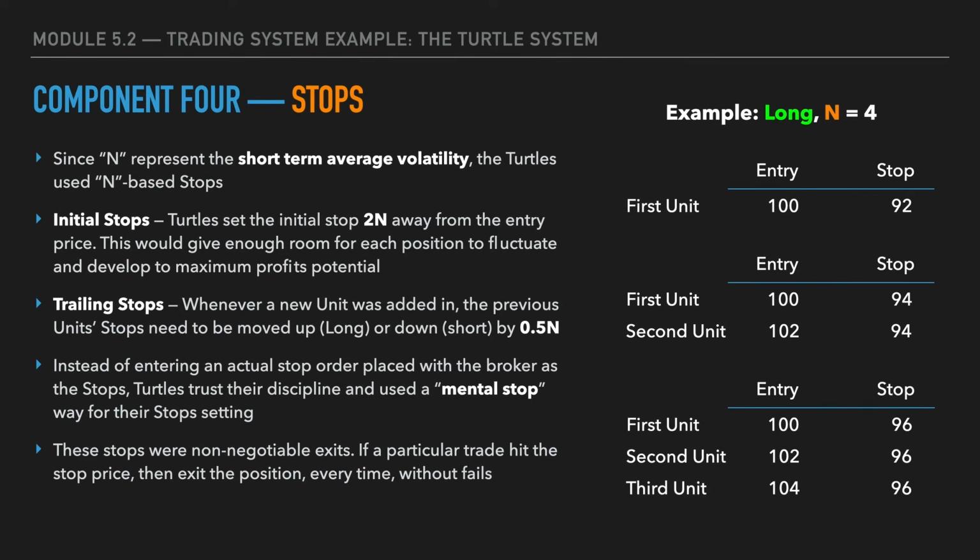Repeat the same process for the third unit. When the third unit is added to the position at the price of 104, the stop loss will move up to 96. This is how the turtle system sets their stop loss and does the trailing stop loss.